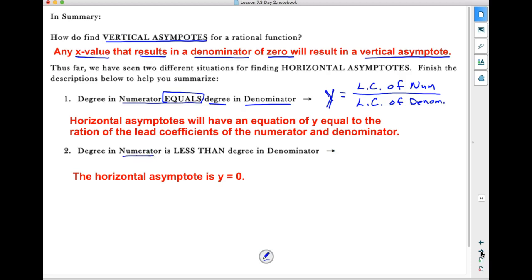However, if the degree of the numerator is less than the degree of the denominator, we have no math to do. The horizontal asymptote will always be y equals 0. And coming up, we might even find out about slant asymptotes. We will have some that don't have any horizontal asymptotes, but that's another day.